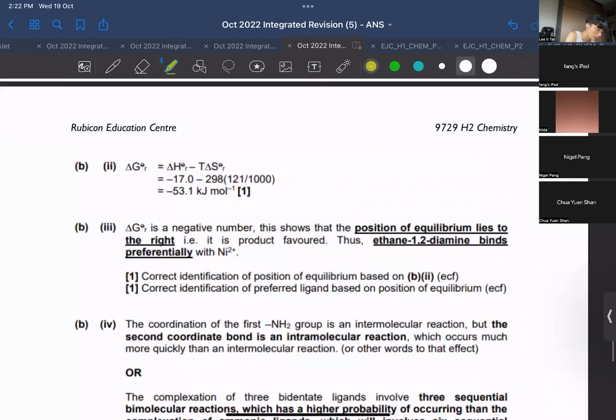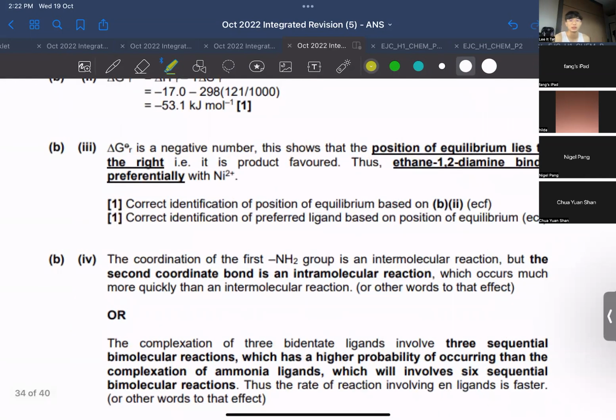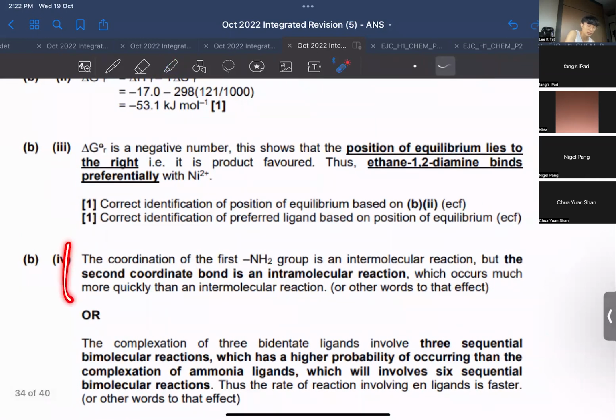Here. So why is the bidentate ligand better, faster than the monodentate ligand? You read this first part first, then I explain what this means. Some of you might understand what it means, but let me just briefly explain again.